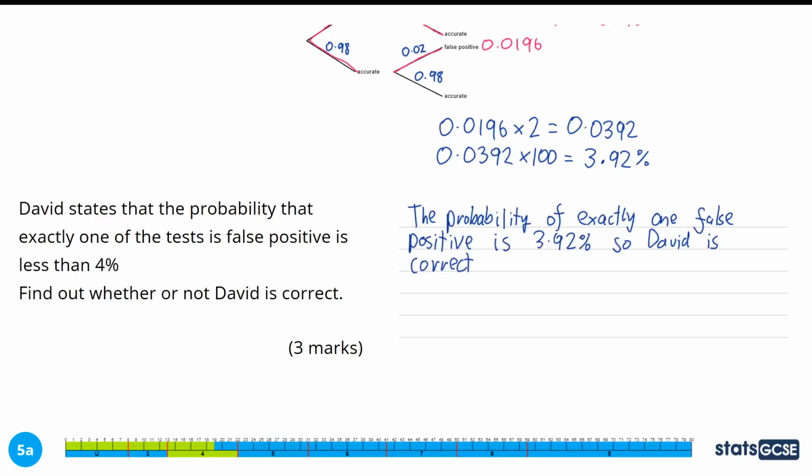And finally, we just need to write down what we found. So the probability of exactly one false positive is 3.92%. So David is correct because this is less than 4. Always make sure you say either that the person is correct or that they're wrong.